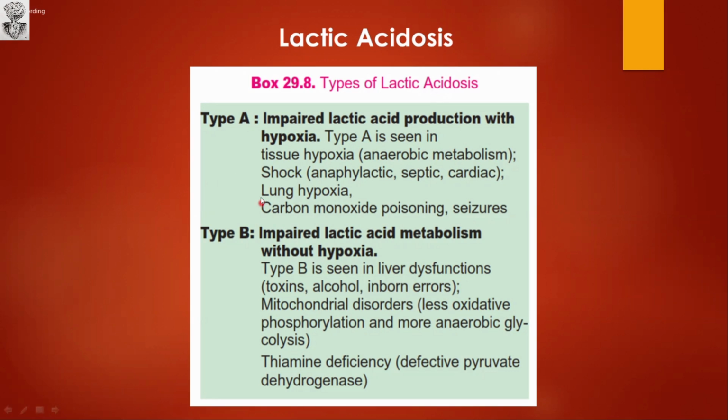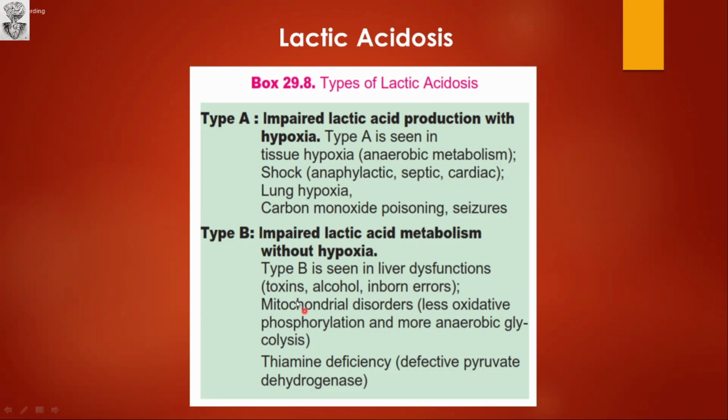The second type, which is called type B, is related to deficiency or impaired lactic acid metabolism without hypoxia, without low concentration of oxygen. It means that we have oxygen that is available, but we have something wrong with the oxidation process of the glucose. Could be due to toxins, alcohol, or certain genetic disorders. هذول بنسموهم الانبورن disorders أو mitochondrial disorders اللي ممكن تكون بسبب toxins أو ممكن بسبب mutation معين, or deficiency in one of the B vitamins.